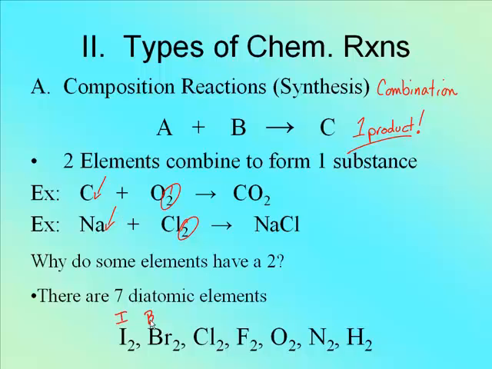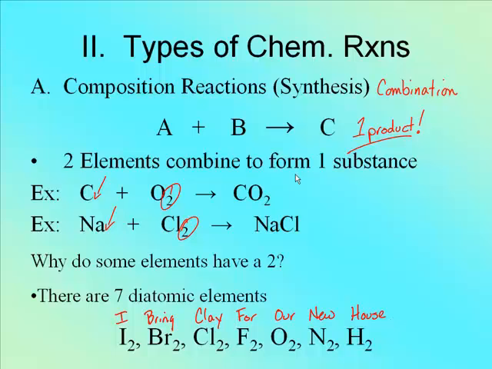I bring clay for our new house. Iodine, bromine, chlorine, fluorine, oxygen, nitrogen, and hydrogen. These 7 elements are diatomic, meaning whenever they're written by themselves, they have a 2.